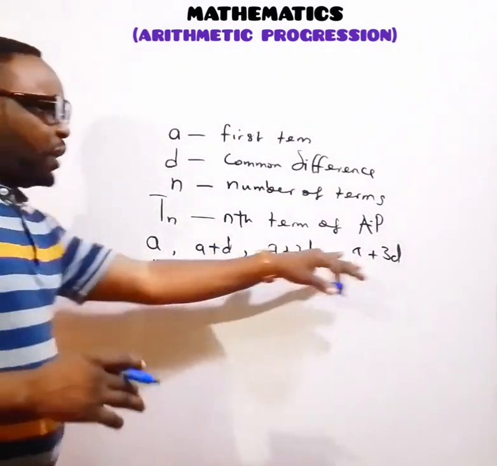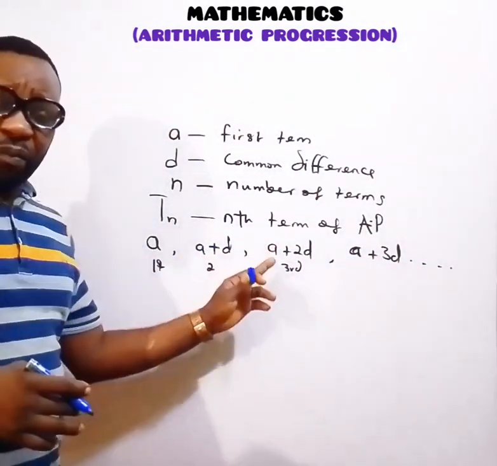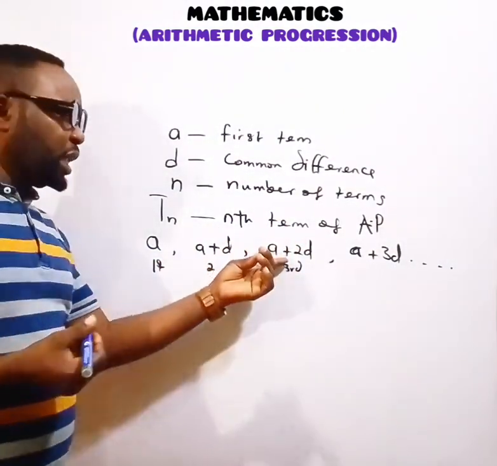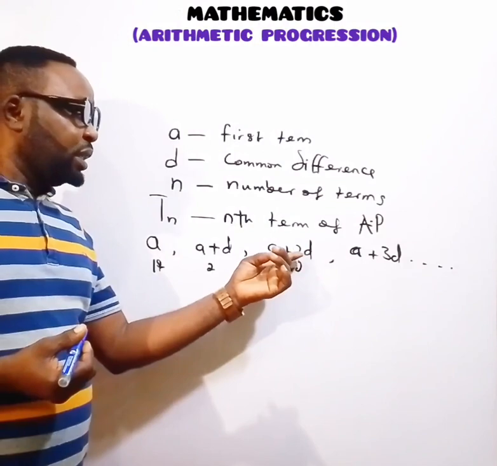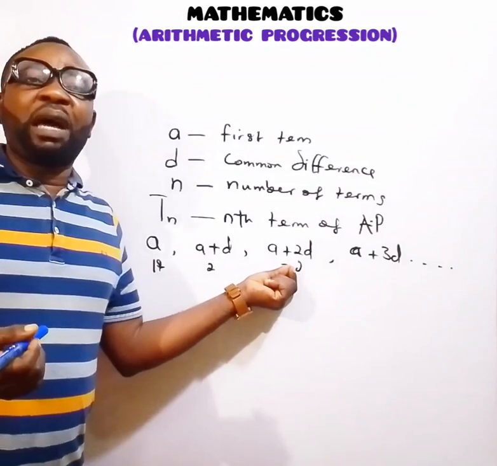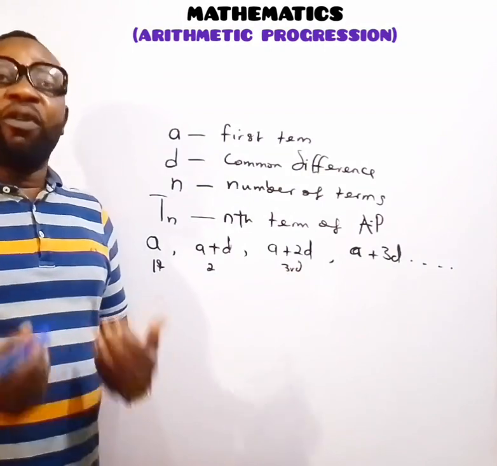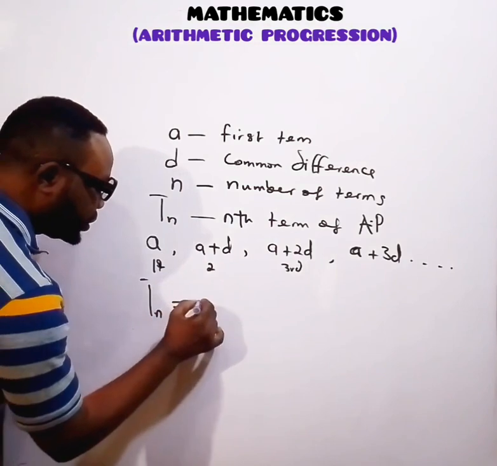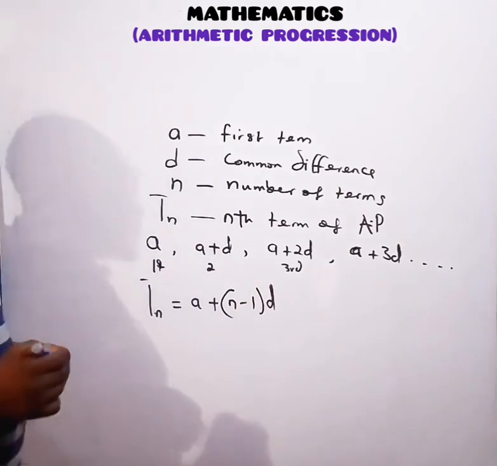Having a look at this set of information, you'll be able to deduce something from the expression I just gave you here. You can see that at every term I mentioned, the number of D, the common difference, is reduced by 1 from the number of the term itself. Which brings us to the formula for the nth term of the arithmetic progression, which is given as Tn equals A plus (n minus 1) times D.